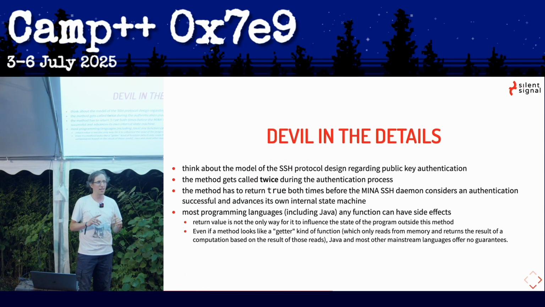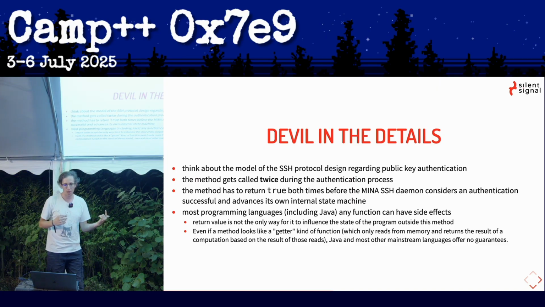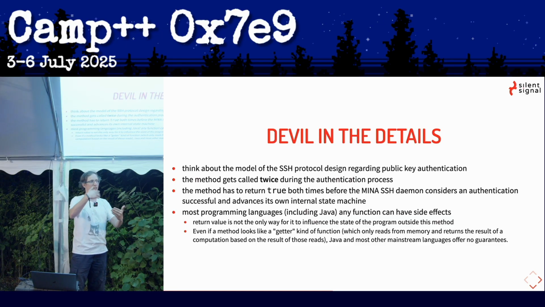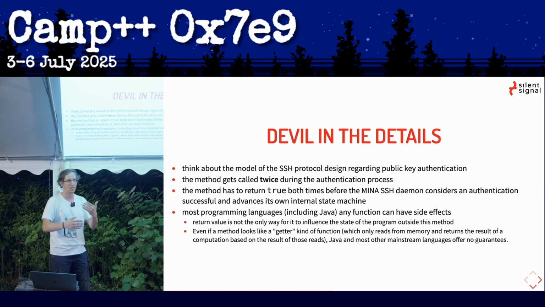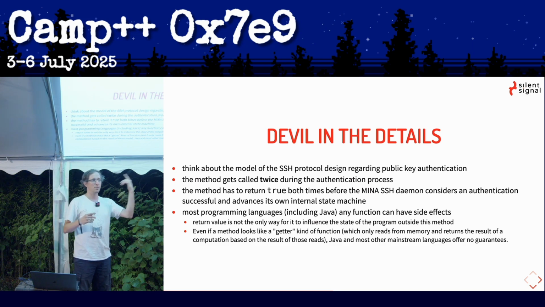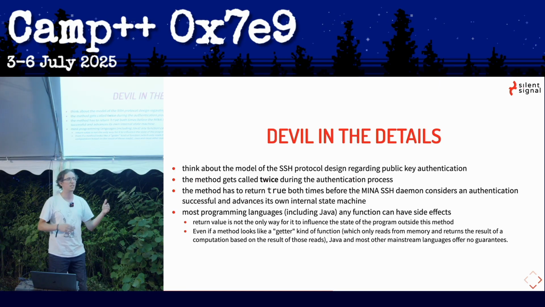So think back to the slide where I described the 4 steps of how public key authentication works in SSH. So first the user sends the public key, the server says yes or no, and then the client sends the user's signature, and that's when the successful authentication can happen. And this means that this method is actually called twice in these 2 steps, and it has to return true both times so that Mina would accept this authentication.